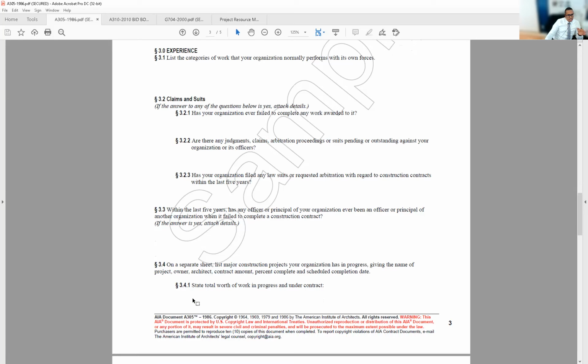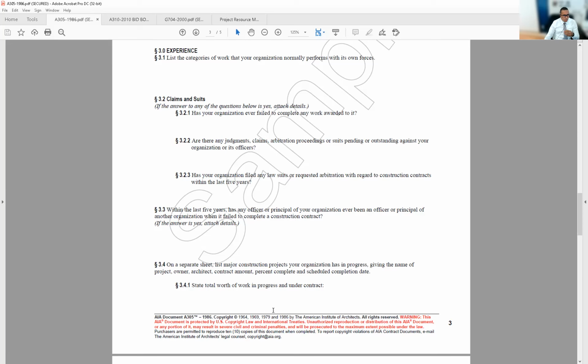On a separate sheet, list major construction projects your organization has in progress, giving the name of project, owner, architect, contract amount, percent complete, and scheduled completion date. That's kind of like current workload, and it's to know how much you have going on and with whom, and we can probably call them up and see how things are going there so that we can get a little bit of a background on them.